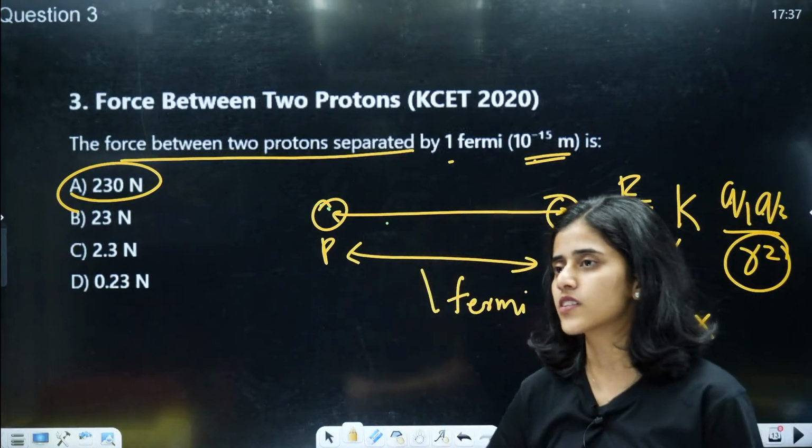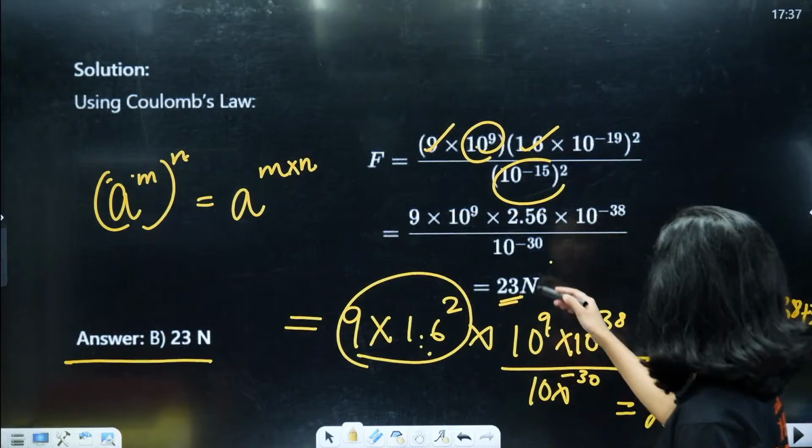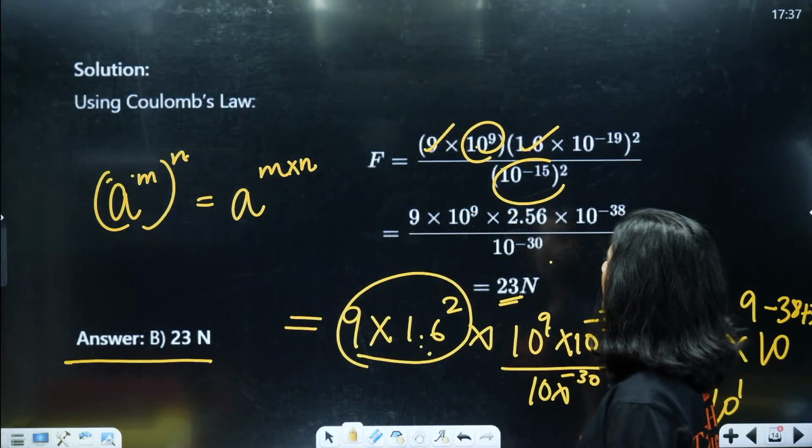I hope you've all understood this question. It's again similar to the previous question, you just have to simplify.